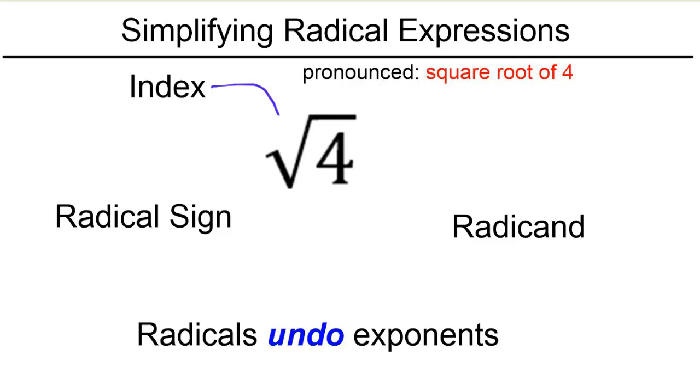The index is the number that goes right in here. Now if there's no number that you see there, it's assumed to be a 2, and that's the second root. But we could have numbers like a 3 or a 4 in there and call them cube roots or fourth roots. Since this one has a blank index, it's a square root. And we pronounce this a square root of 4. Now the radical sign is just this part right here, and the number underneath here is called a radicand.